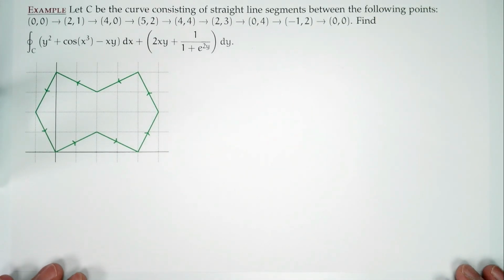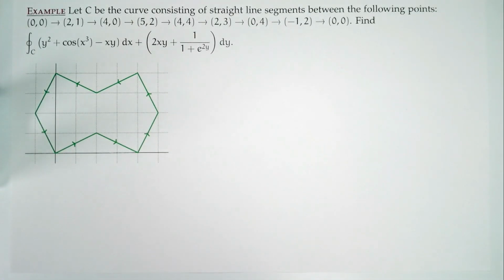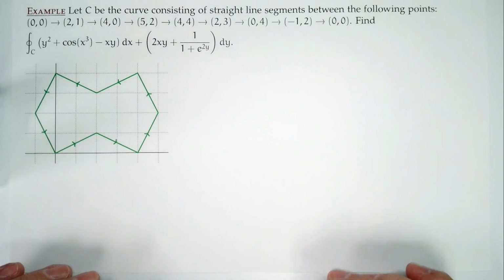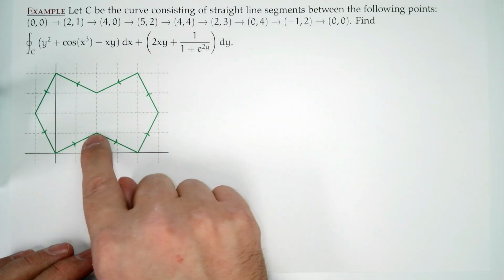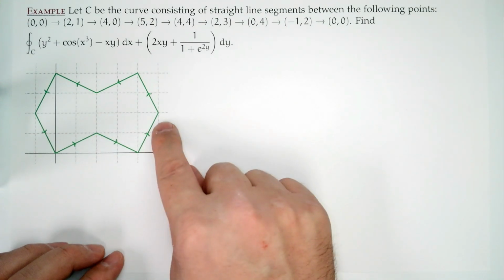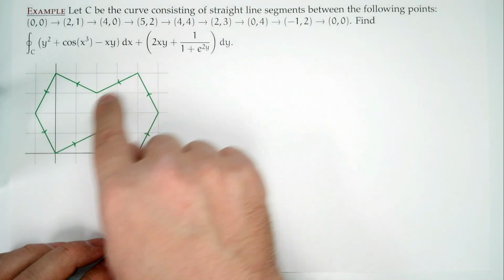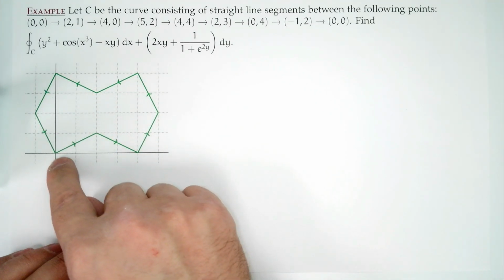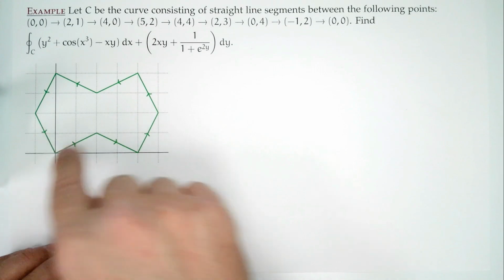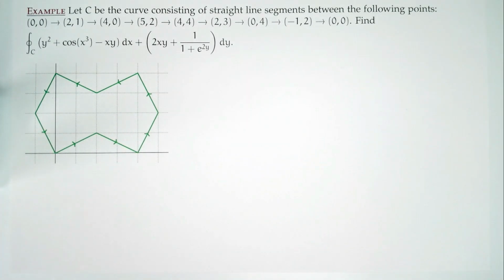So let's do one more problem. Let's see how much we can do without doing any integrals. Let C be the curve consisting of straight line segments between the following points. We're going to start at (0, 0) to (2, 1) to (4, 0) to (5, 2) to (4, 4) to (2, 3) to (0, 4) to (-1, 2) and back to (0, 0). So it's a closed curve, and there are little arrows indicating how we move along those curves.